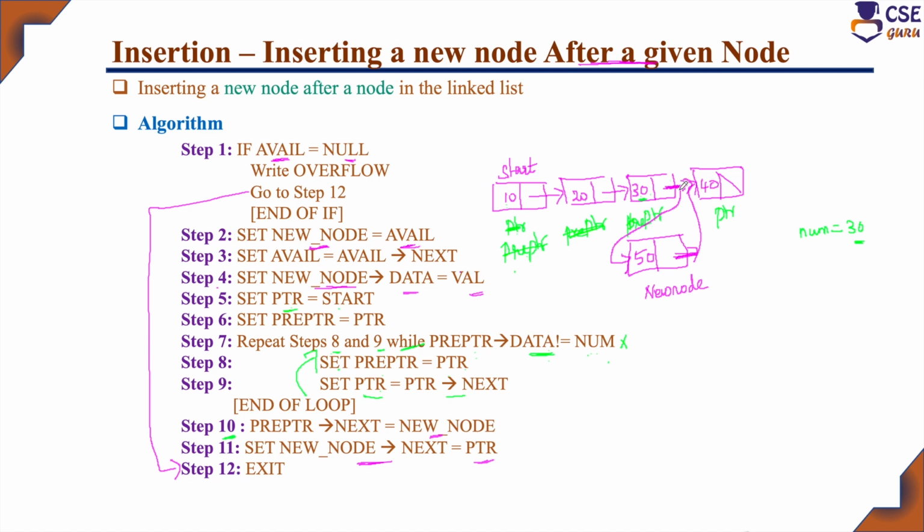Okay, this pre-PTR of next, that is 30, node 30 of next points to 50, 50 of next points to 40. Okay. Now we have inserted a node after 30. The new node after 30, insertion is done. That's it. This is inserting a new node after a given node in the linked list.